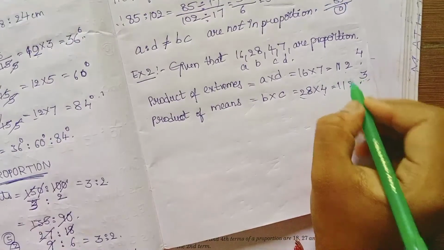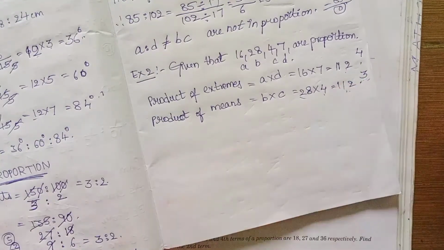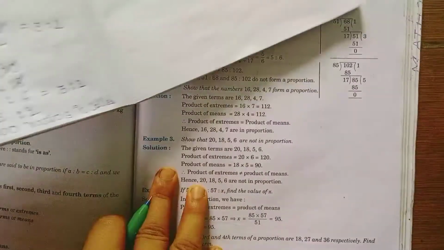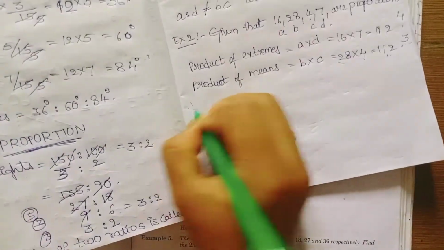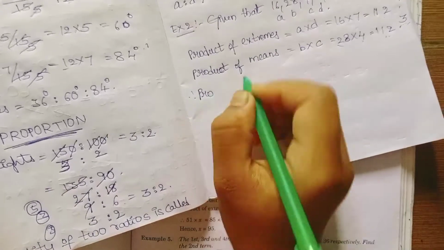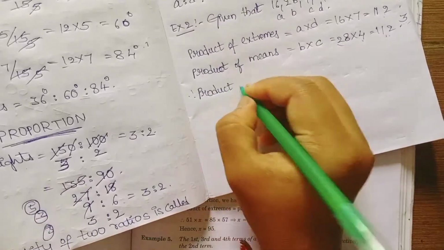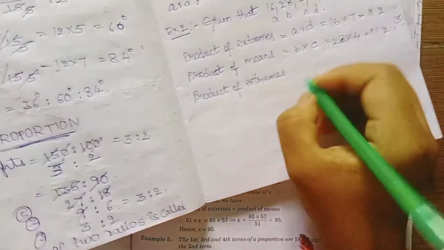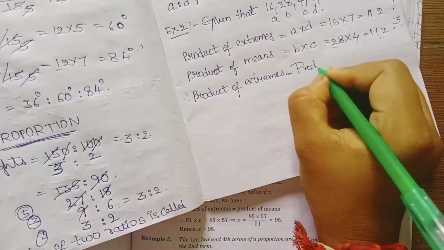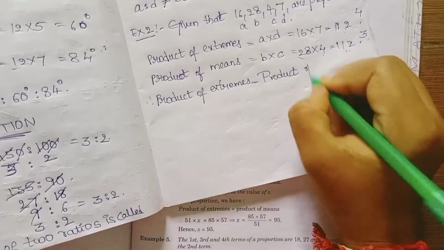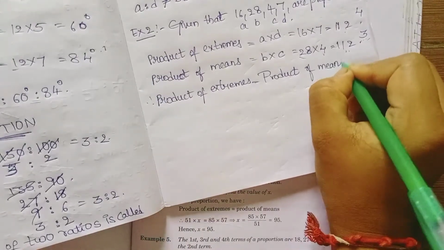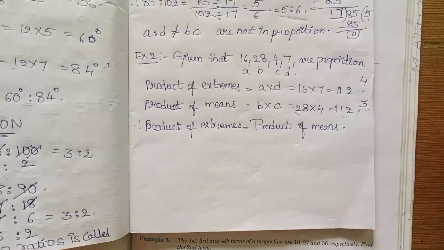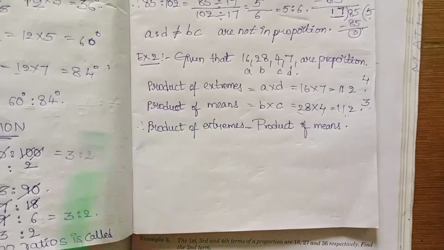రెండింటి యొక్క రేషియో రెండింటికి ఎంత వచ్చింది? 112 112. సో therefore product of extremes is equal to product of means. ఓకే, ఇది సెకండ్ ఎగ్జాంపుల్. ఇలా చేయమని చెప్పేసి మనకి చెప్పాడు.